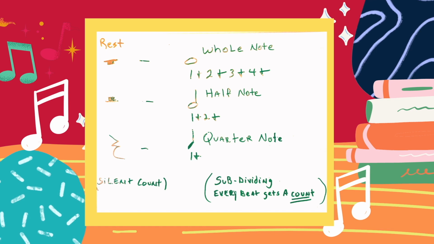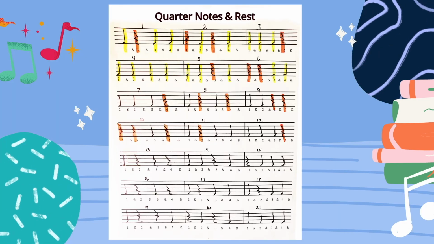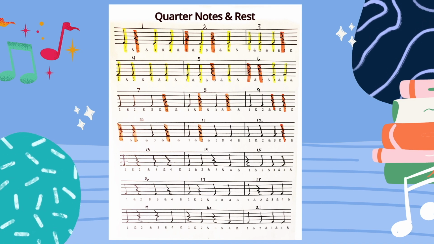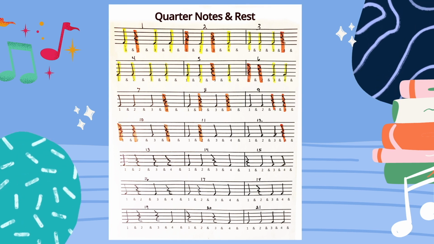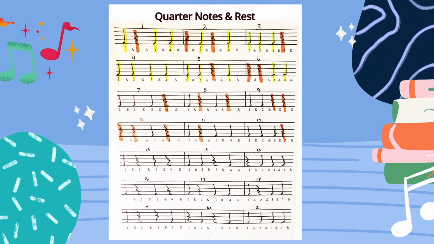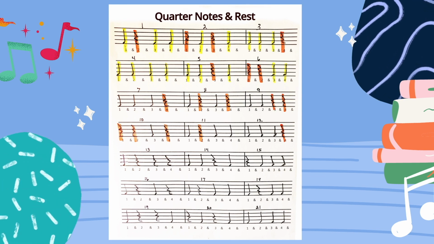And I also provided the music. So the music also has quarter notes and quarter rest, okay? And underneath you see where it says 1 and 2 and 3 and 4 and. That's subdividing. That's making sure that every beat gets a count, okay? And where you see the little squiggly line where it's highlighted in red, red means stop, just like if you was driving.